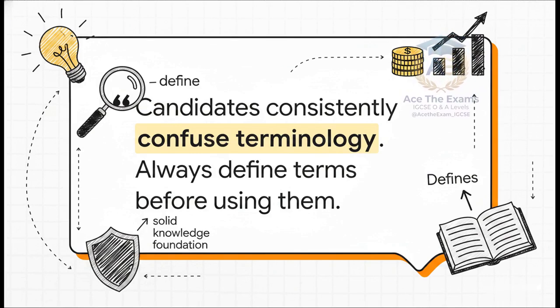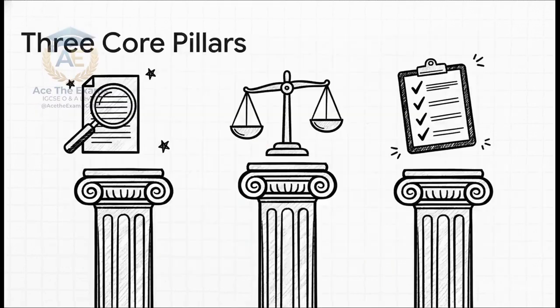If you're going to talk about concepts like gearing or liquidity or retained earnings, you need to define them briefly and accurately before you base your entire 15-mark essay argument on them. Doing this proves to the examiner that your AO1 knowledge foundation is rock solid before you ever launch into your complex AO3 evaluation. So, let's lock in our 3 core pillars.